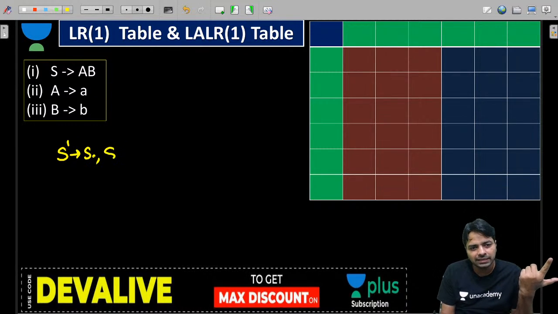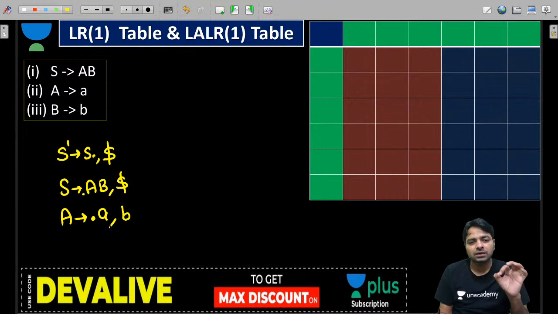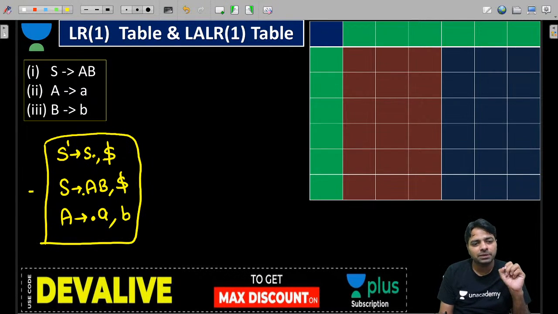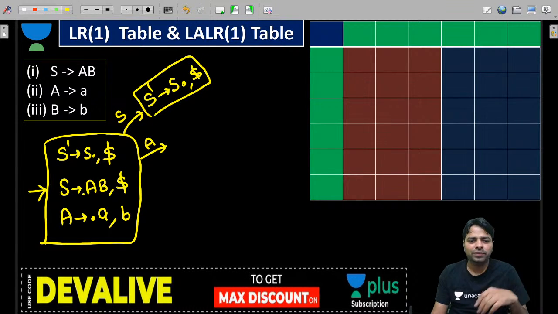S' derives dot S, but we write a dollar, and S derives dot AB comma dollar. Now for dot A, its follower depends on what comes after A. After A you have capital B, so capital B gives small b. That is important, guys. That computation takes much time. Now here for S, just copy paste but move the dot. Clear? Yes. And then if you read A, just move it.